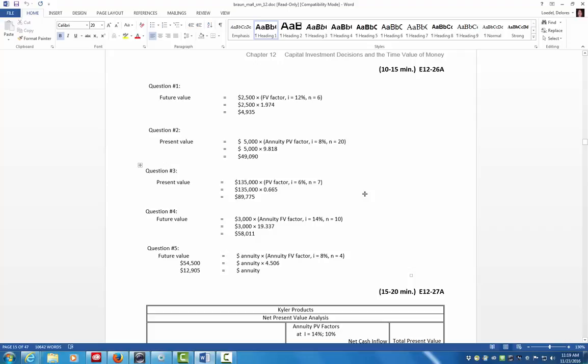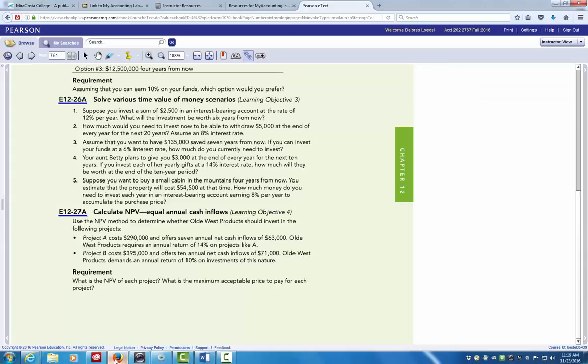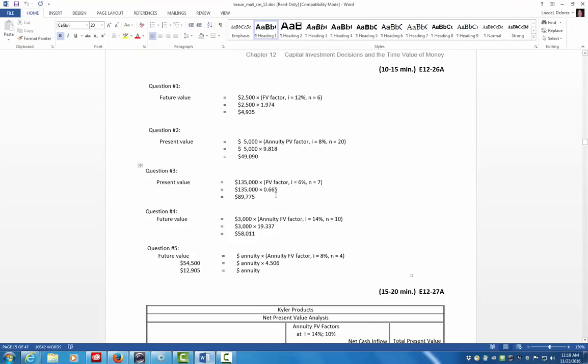All right, so the next problem, question 3. You want to have $135,000 saved 7 years from now at a 6% interest rate. So this is not an annuity, but it is still present value. What is the present value we need to save in order to get this amount of money as a lump sum in the future? Using the present value factor at 6% for 7 periods, we would need to invest $89,775 today to have this amount in 7 years given the interest rate.